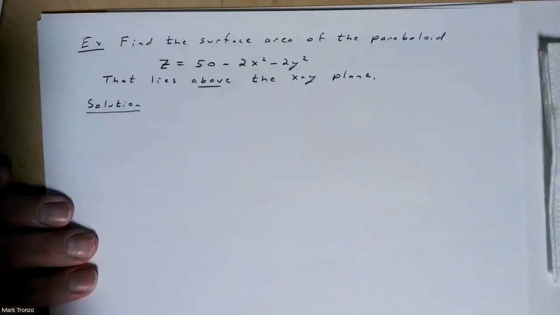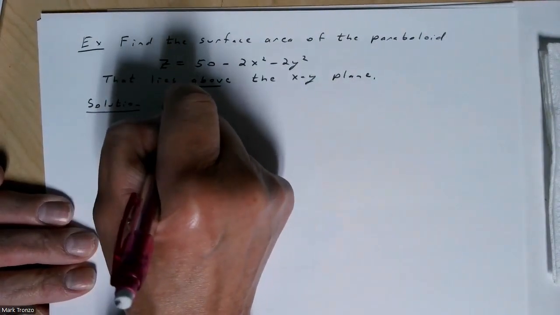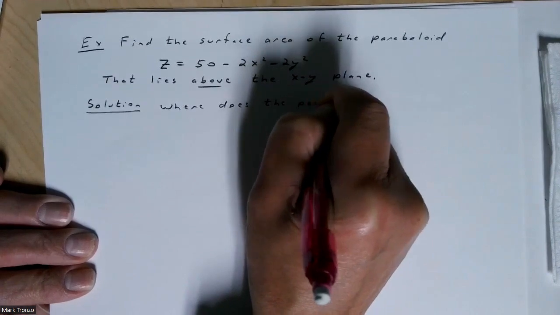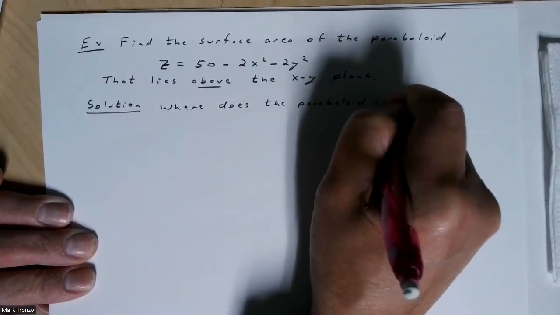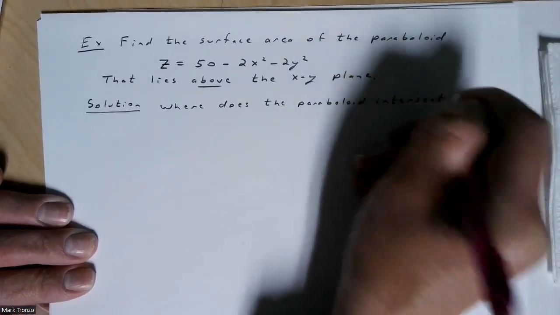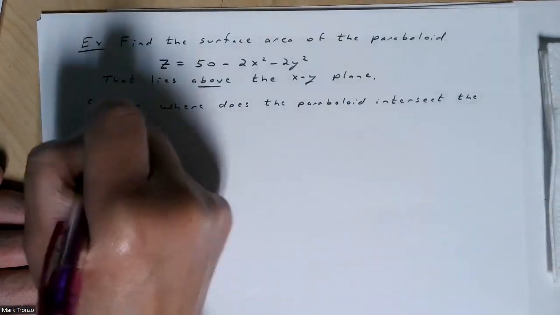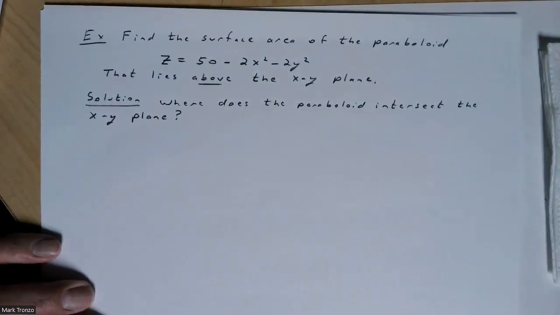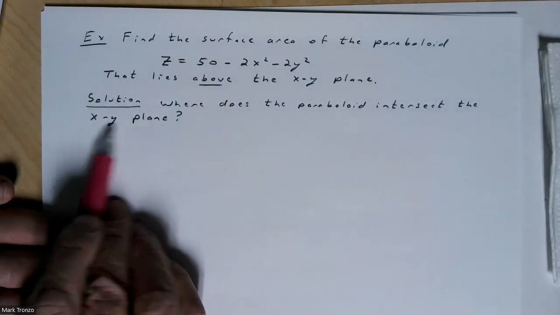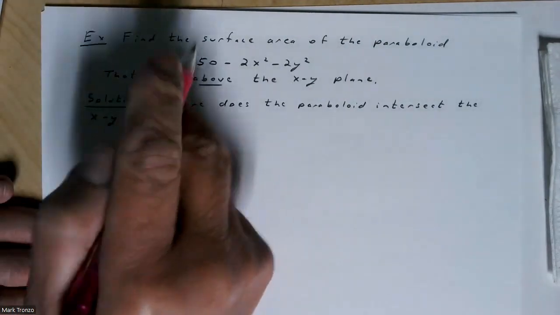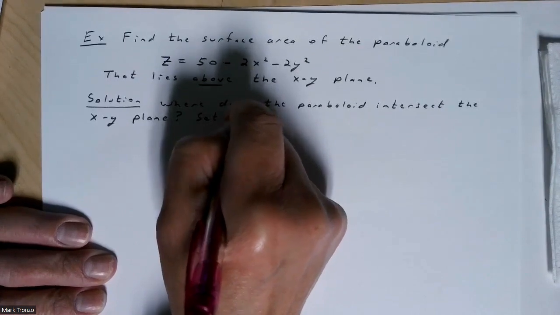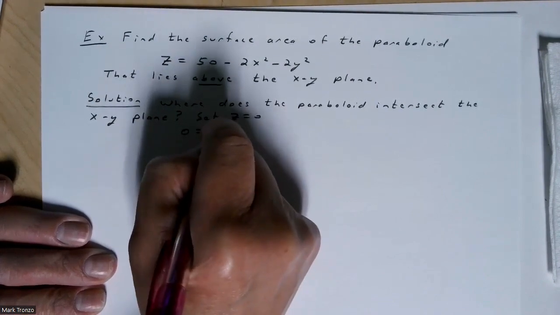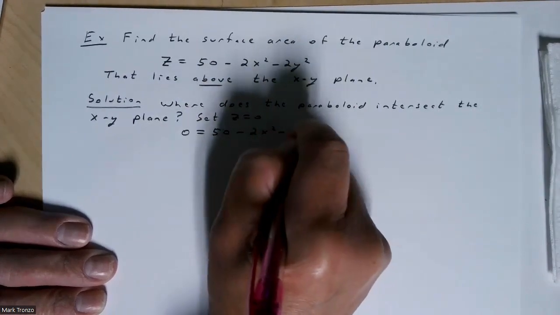And so we're going to plot this. And so we want to find where the paraboloid intersects the xy plane. And of course, at the xy plane, that's where z is 0. So set z equal to 0 in this equation up here. So let me rewrite this. We'll have 0 equals 50 minus 2x squared minus 2y squared.